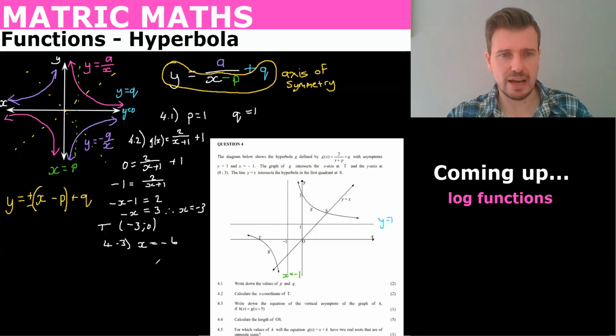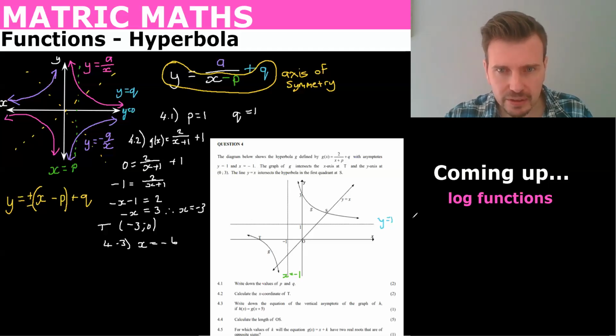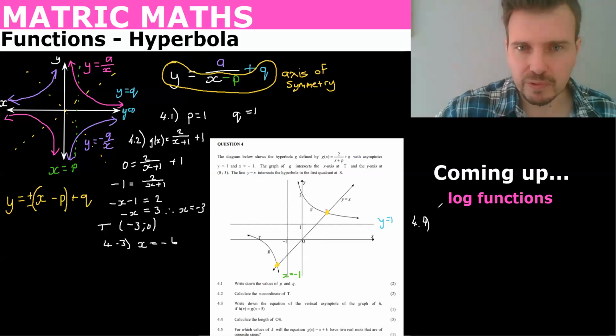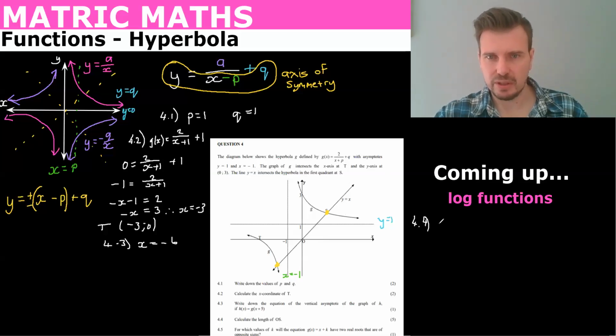Okay, now they want the value of OS. So we'll do 4.5 over here. For OS, we need the distance here. We know O is 0 and 0. This point here, we need to work out S. Now we're going to get two values when we work it out, because what we want to do is make the two graphs, y equals x and this parabola, equal. Okay, so y equals x is just x. So let's say that we made them equal.